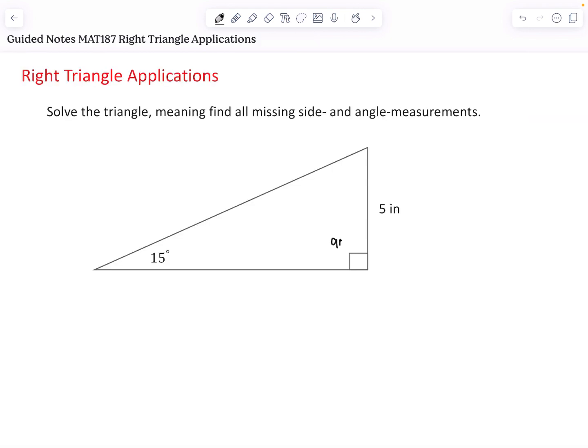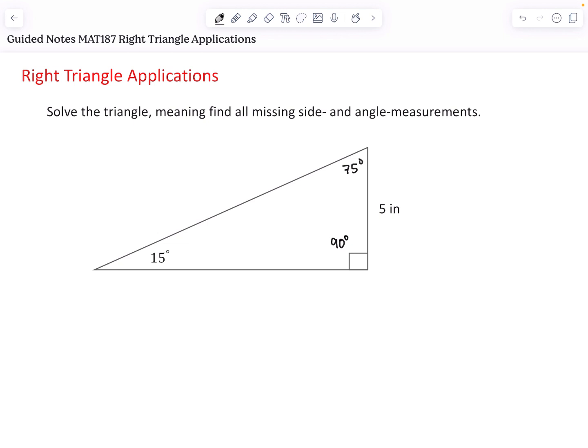Here we have a right angle, so it's 90 degrees. Here we have 15 degrees. And since we know that the sum of the interior angles must be 180, we know that this angle plus this angle should equal 90 degrees. In other words, they are complementary. So this angle here should be 90 degrees minus 15 degrees, which is 75 degrees.